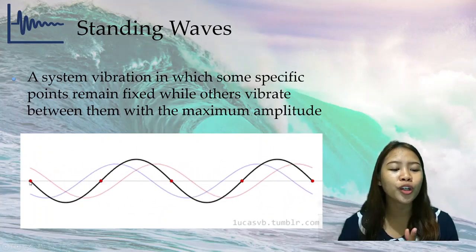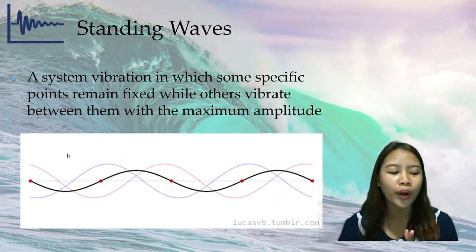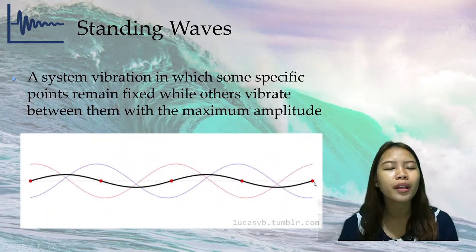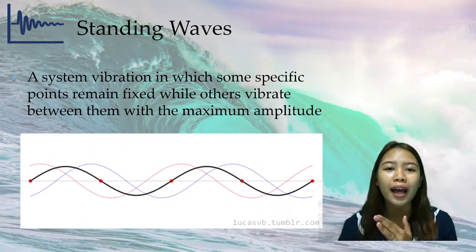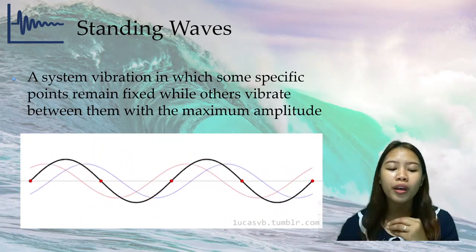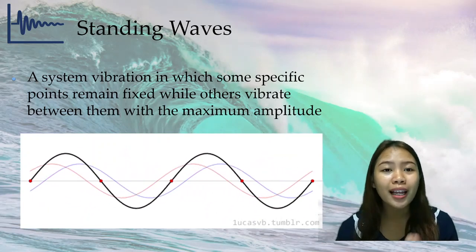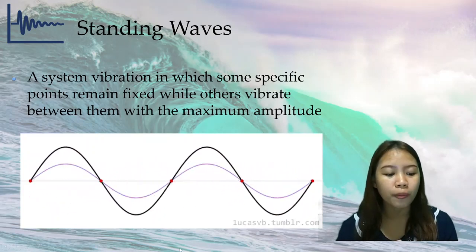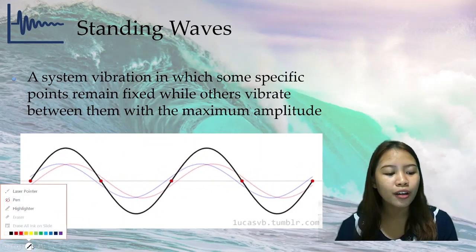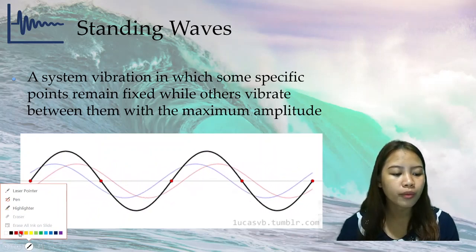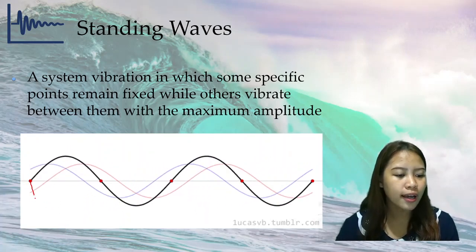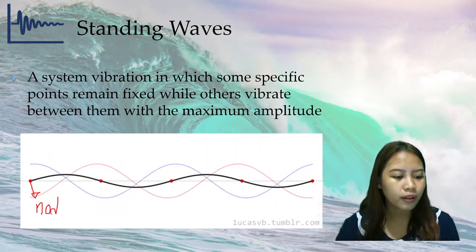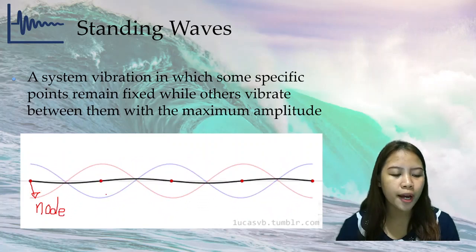It's because there are fixed points. The red points here are the fixed points. Meaning, when the two waves combine, the fixed point just stays there. The name for this fixed point is the node. So this is the node.